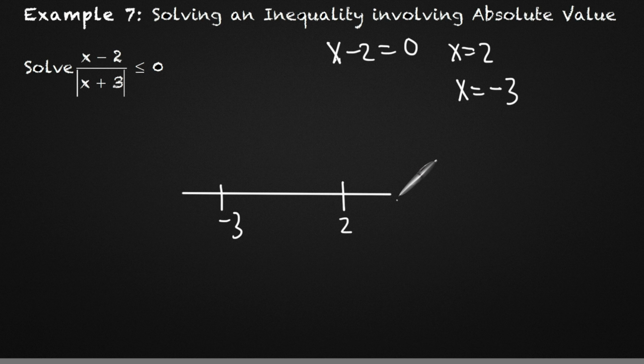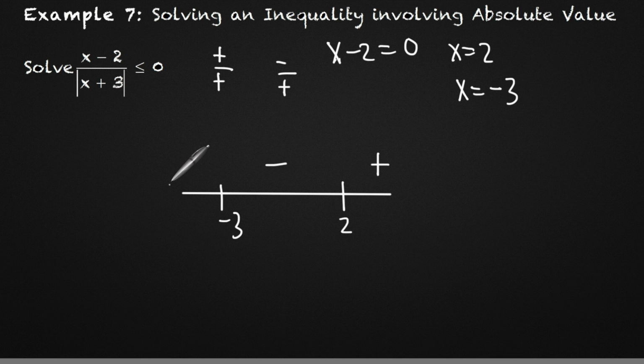So we're going to try a number bigger than 2, like 4. 4 minus 2 is a positive number. 4 plus 3 is 7, but the absolute value of 7 is 7. So a plus over a plus is a plus. Now we're going to try a number between negative 3 and 2, like 0. 0 minus 2 is a negative number. And 0 plus 3 is 3. The absolute value of 3 is going to be a positive number. Make sure you understand what absolute value is. If it's positive, it stays positive. If it's negative, it turns into a positive. So we have a negative over a positive, that's a negative.